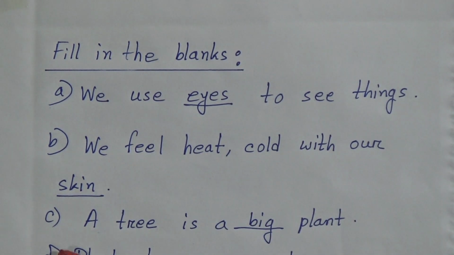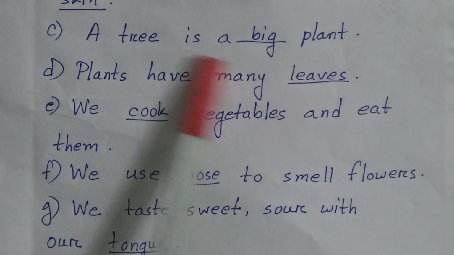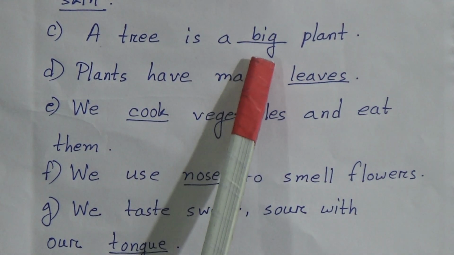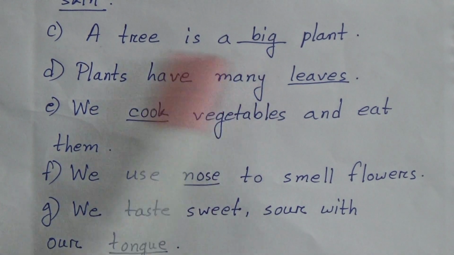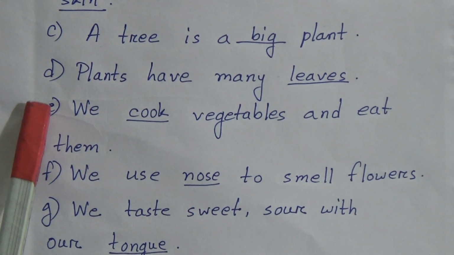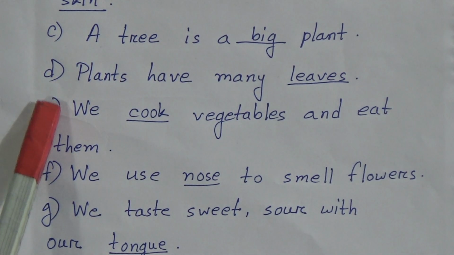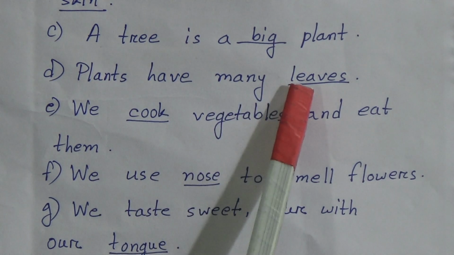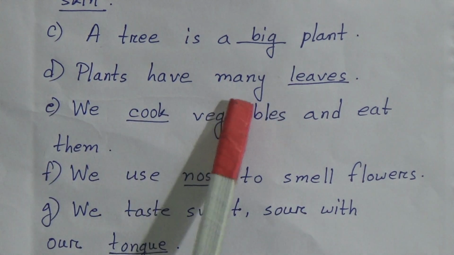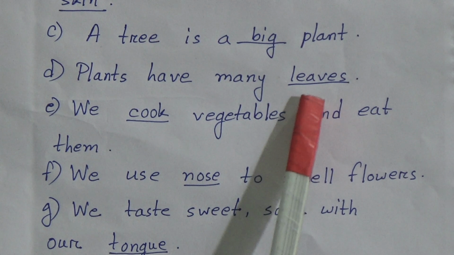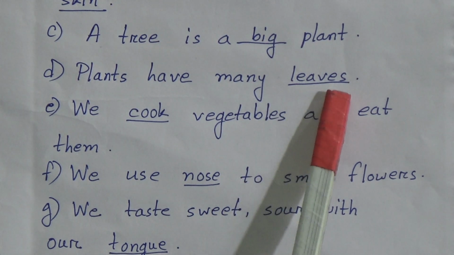Next is here C number. A tree is a dash plant. A tree is a big plant. Big spelling B-I-G, big. A tree is a big plant. D number. Fill in the blanks here is, plants have many leaves. Plants have many leaves. Leaves spelling is L-E-A-V-E-S, leaves.